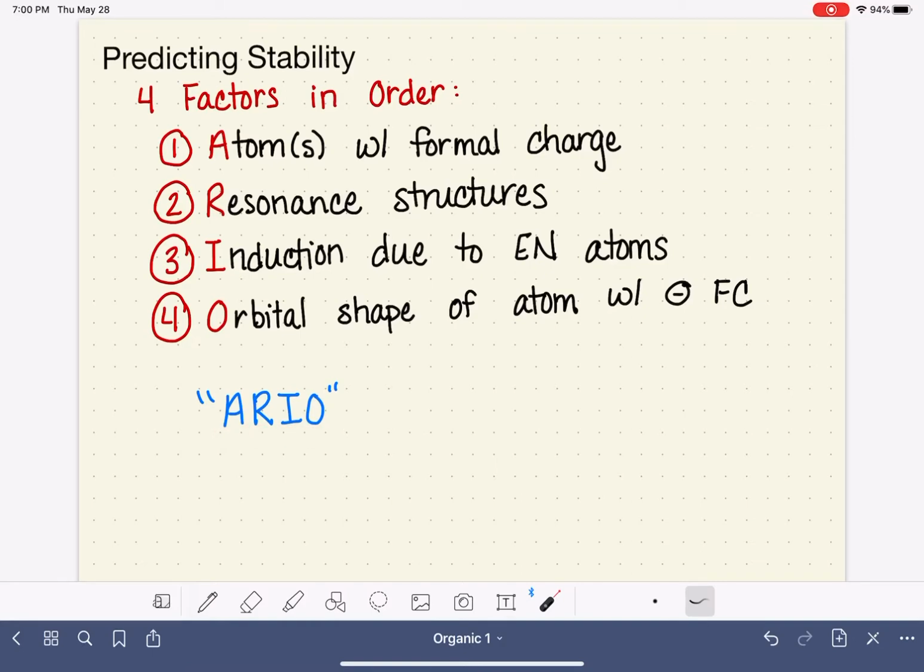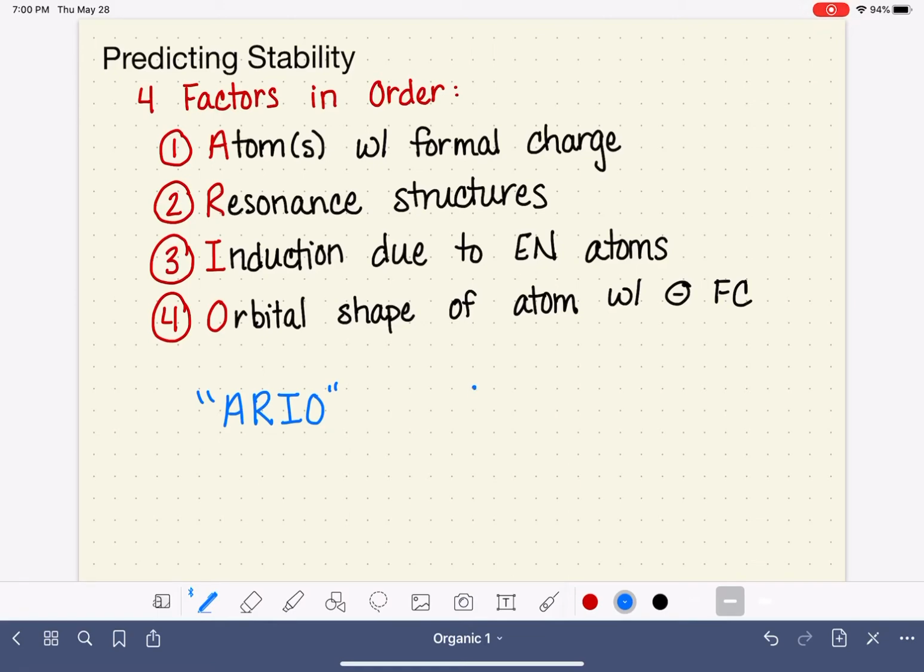Now, I can't take credit for inventing ARIO. That was invented by textbook author David Klein, but it's an amazing tool that works all of the time to help us predict stability. Now, when we're doing these predictions, in order for ARIO to really work effectively, there's a couple of conditions. And again, I want to make sure you know, not exceptions, because this always works. These are just some conditions.